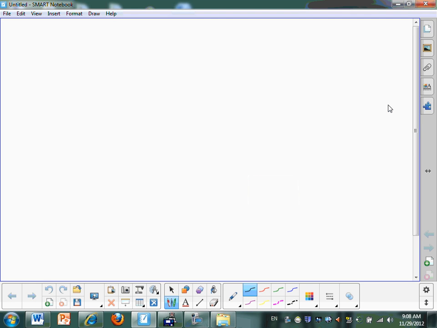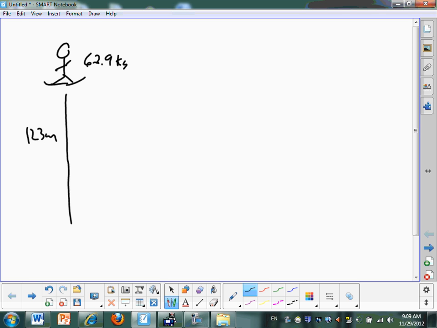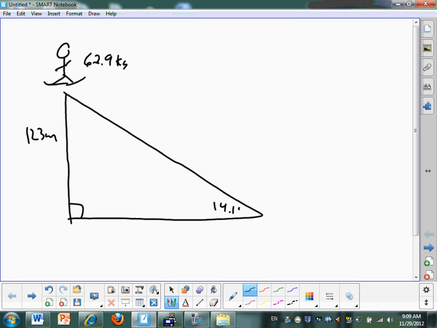Okay. We have a skier weighing 62.9 kilograms. He's at a height of 123 meters. He's going down a ski hill that has an angle of 14.1 degrees. The coefficient of friction on here is 0.121. I want to know how far on the level surface he will go before he stops.